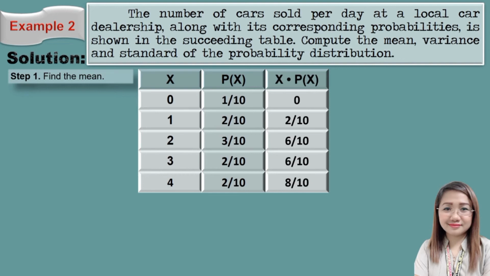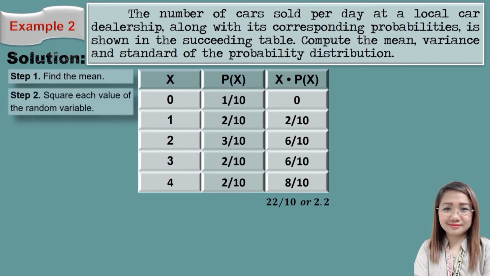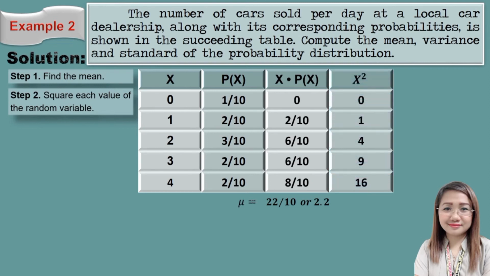To find the mean, we will get the sum of the product of x and p of x. So we have 22 over 10 or 2.2. Next is to square each value of the random variable. So we have the square of 0 is 0. The square of 1 is 1. The square of 2 is 4. The square of 3 is 9. And the square of 4 is 16.